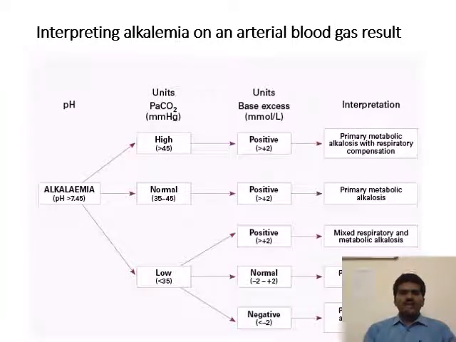Interpreting alkalemia, look at the pH greater than 7.45. Then look at the PaCO2. If PaCO2 is high, look at the base excess. If base excess is positive or greater than 2, it's a primary metabolic alkalosis with respiratory compensation. If the PaCO2 is in the normal range and there is a positive base excess, there is primary metabolic alkalosis. pH greater than 7.45, PaCO2 is low and there is positive base excess, it's a mixed respiratory and metabolic alkalosis.